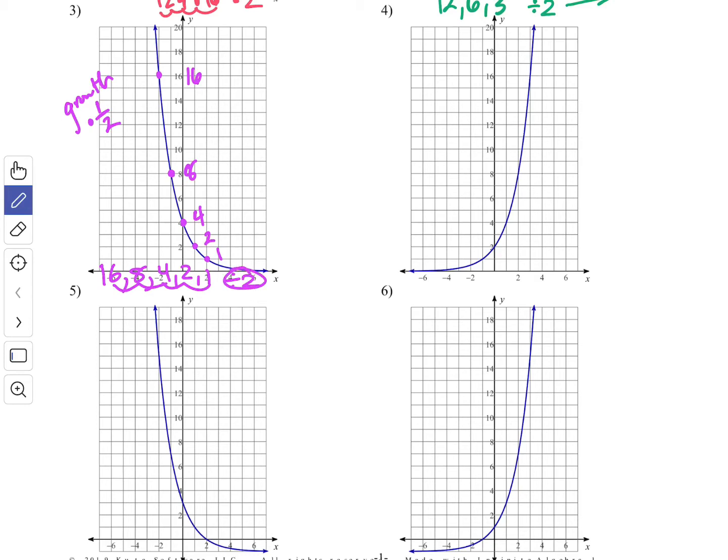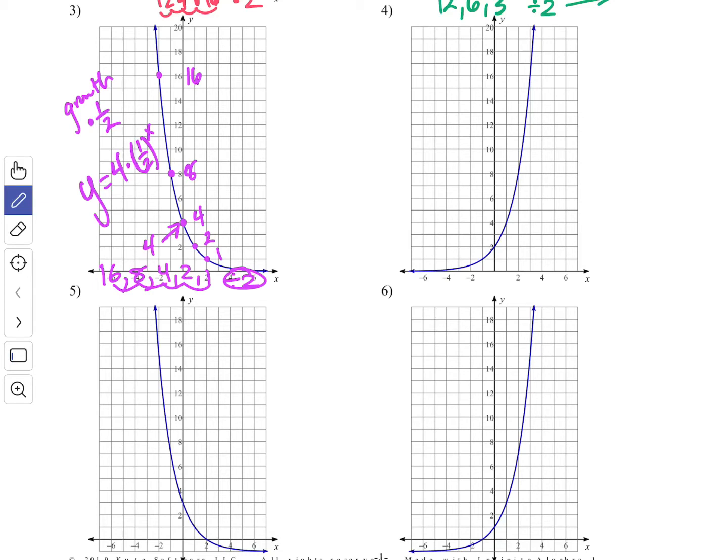Okay, no matter what this dividing is, put a 1 over it, and that'll give you what you're timesing by. Then we see our y-intercept is 4, so I'm going to go y equals 4 times 1/2 to the x.